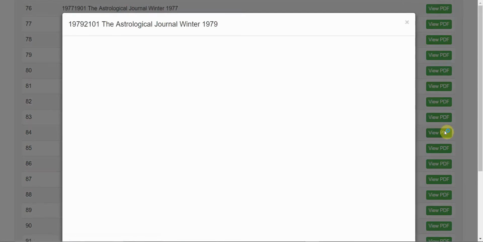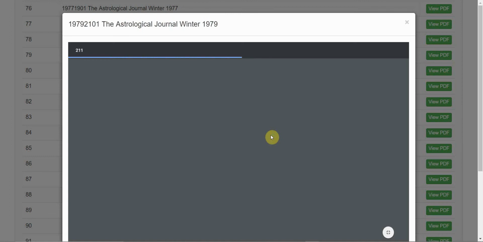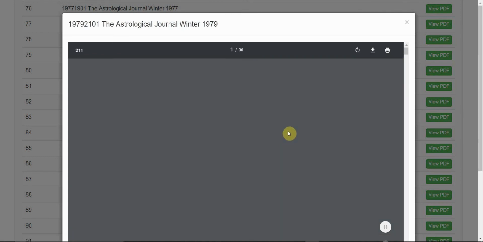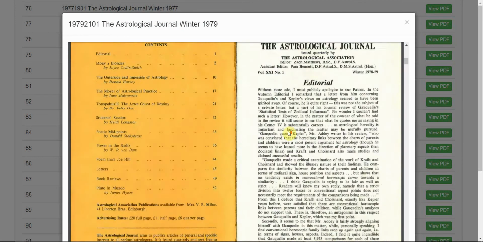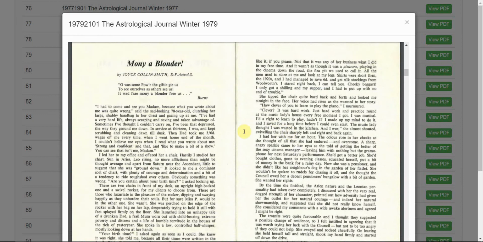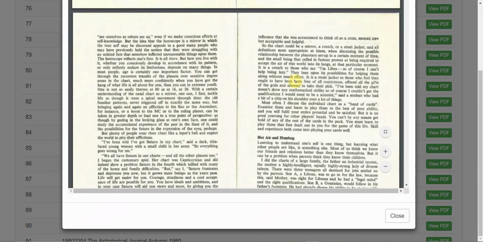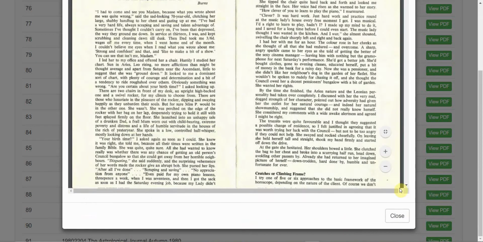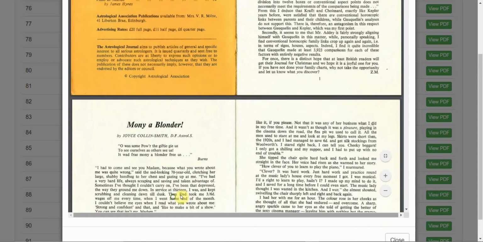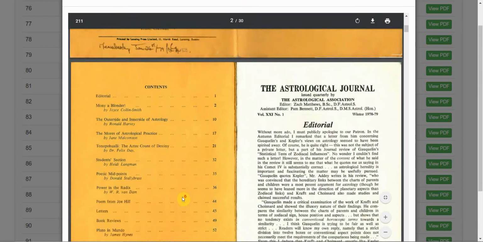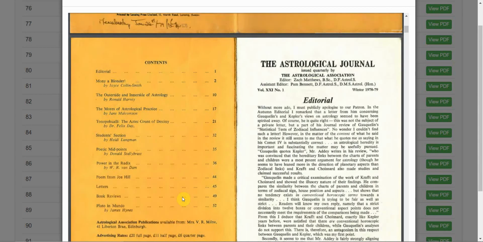Here we have the winter of 79. And here again we're still keeping to the two-page format. Again, perhaps it might be interesting to look at the contents page before we rush ahead. Let's just scroll back to there. There we go: Joan Collins, Smith, Ronald Harvey.